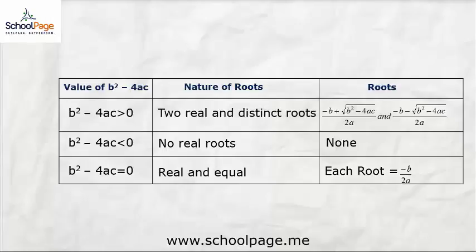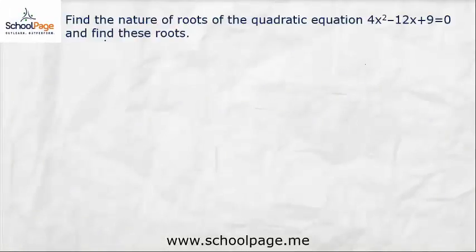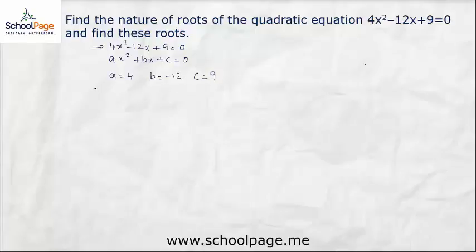Let us understand this concept better by solving some examples. Let us find the nature of the roots of the quadratic equation 4x² - 12x + 9 = 0 and find the roots of the equation. Now let us compare this equation with the standard form ax² + bx + c = 0. So we have a equal to 4, b equal to -12 and c equal to 9. We know that the discriminant is given by b² - 4ac and this determines the nature of the roots of the quadratic equation.